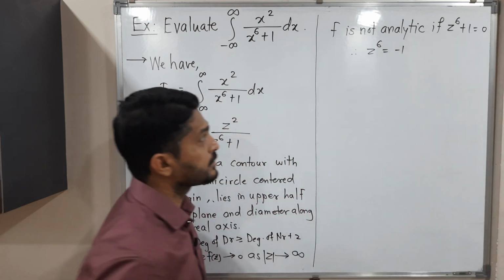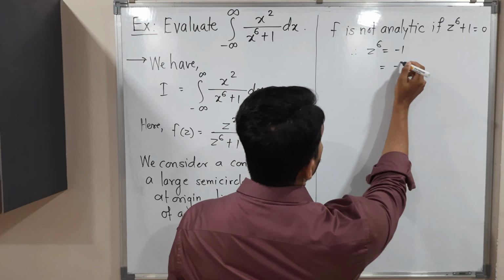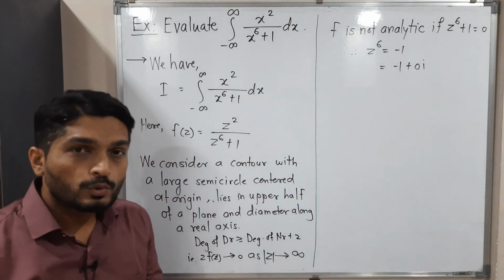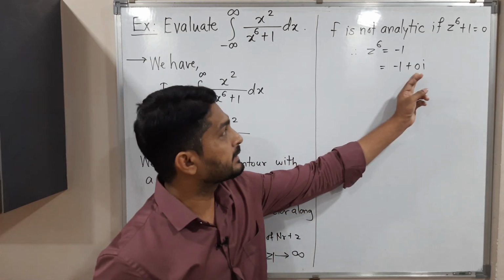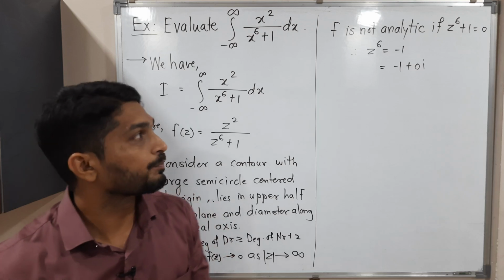I shifted minus 1 to that side. We got minus 1. Minus 1 means minus 1 plus 0i. Getting? So basically it's a complex number, so that's why I wrote real part plus imaginary part. The imaginary part was not there, so that means it is 0.